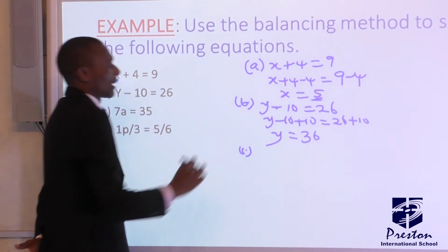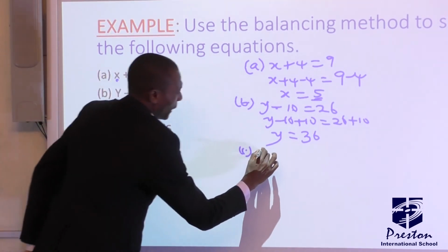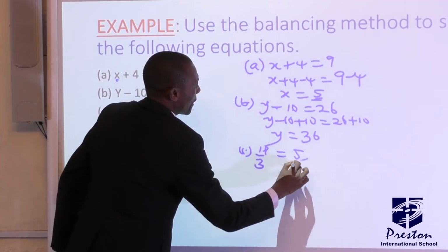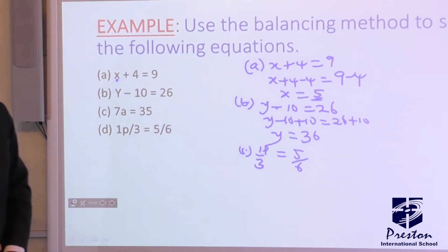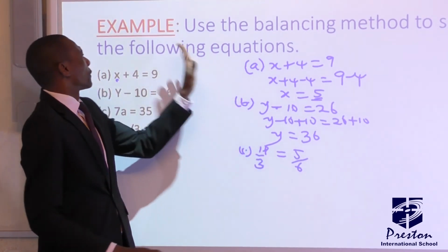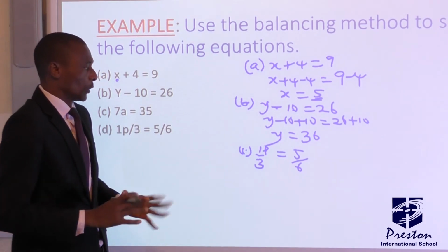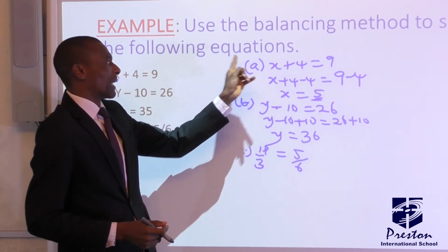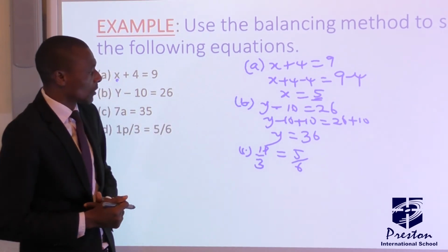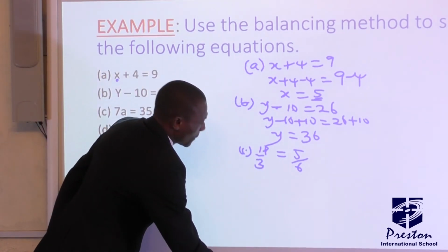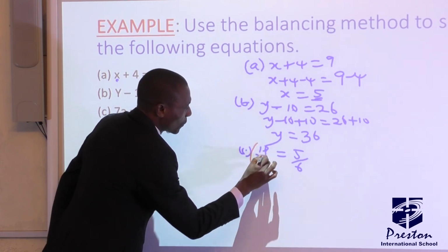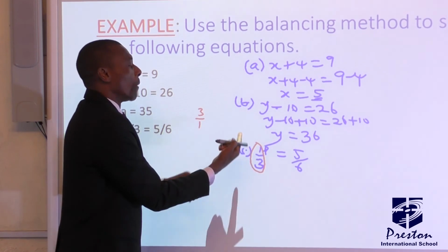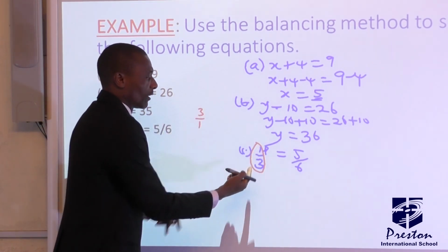That settles that. The last one, I have 1 over 3 p equal to 5 over 6. In this case, if not for the balancing method we are actually using, I can say cross multiply. I know most of you know that. But if you have to use the balancing method, you can't use cross multiplication. Look for the multiplicative inverse of 1 over 3, which is 3 over 1.